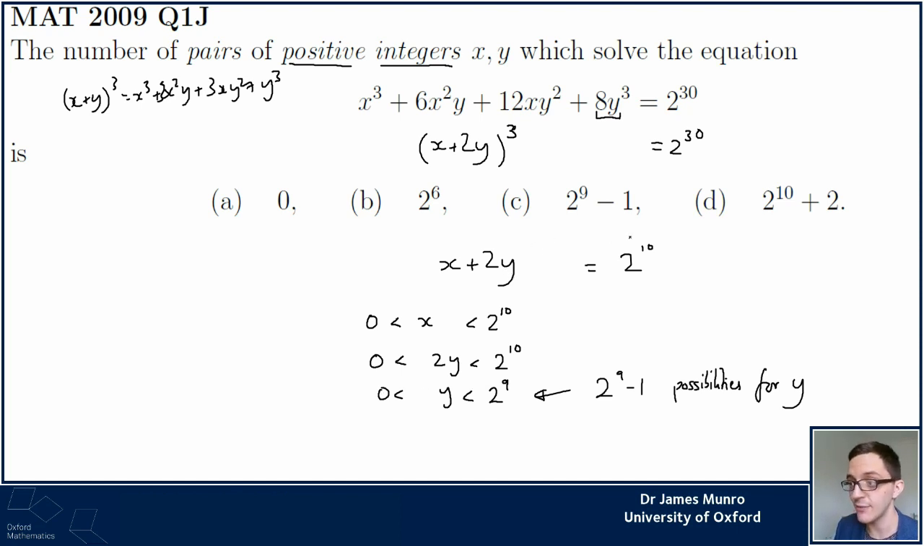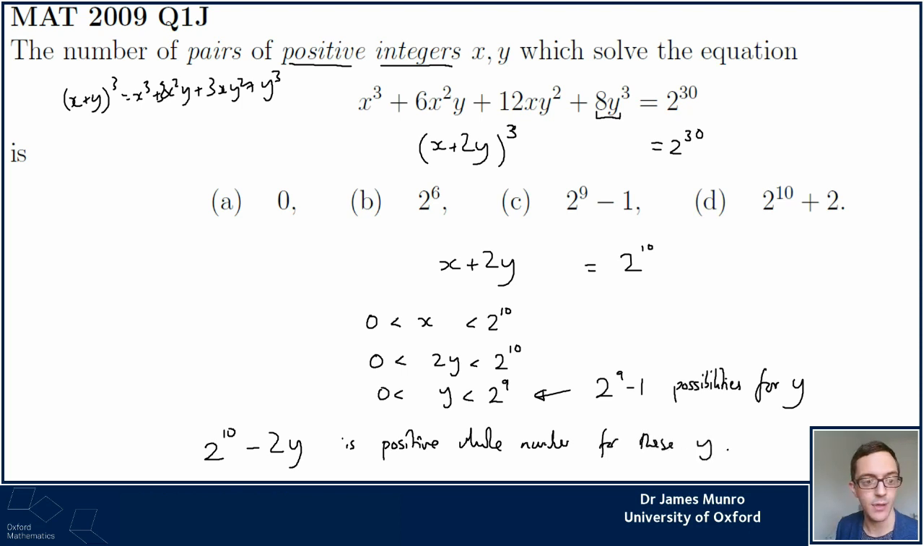I'll subtract that from 2 to the 10, and I'll get some value of x that will be a positive whole number. 2 to the 10 minus 2y is a positive whole number for these values of y in that range. Okay, so for each of these y values, there's a corresponding x value. Long story short, I think that means the answer is C, 2 to the 9 minus 1.